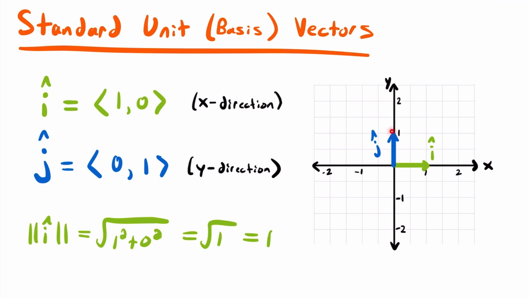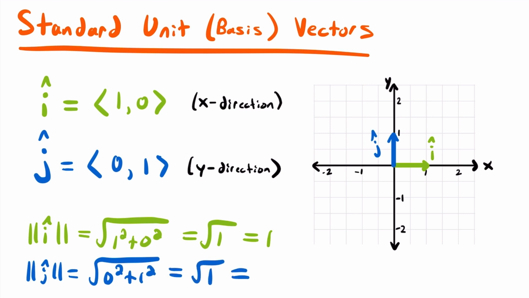All right, so this is a unit vector. Just like we checked the magnitude of vector I, let's quickly check the magnitude of vector j. The magnitude of vector j will be equal to the square root of the sum of the components squared. So we'll have 0 squared plus 1 squared, which once again is just the square root of 1, which is equal to 1. So just like I, j also has a magnitude of 1, so it is a unit vector. Vector I is the standard unit vector in the x direction, and vector j is the standard unit vector in the y direction.